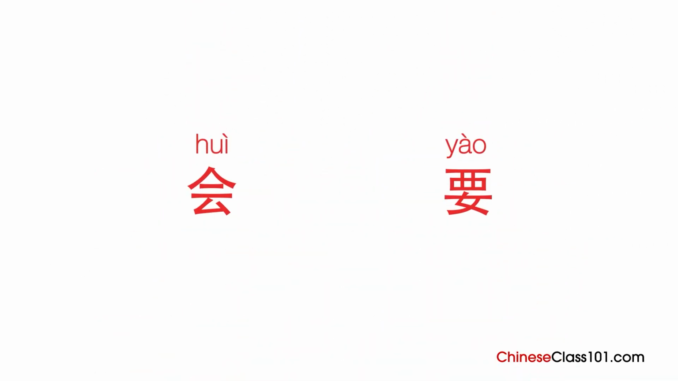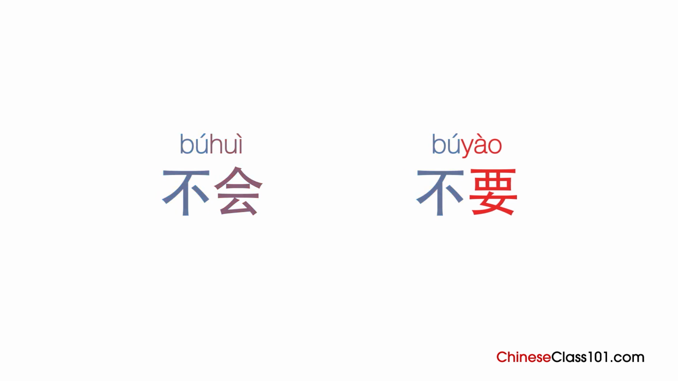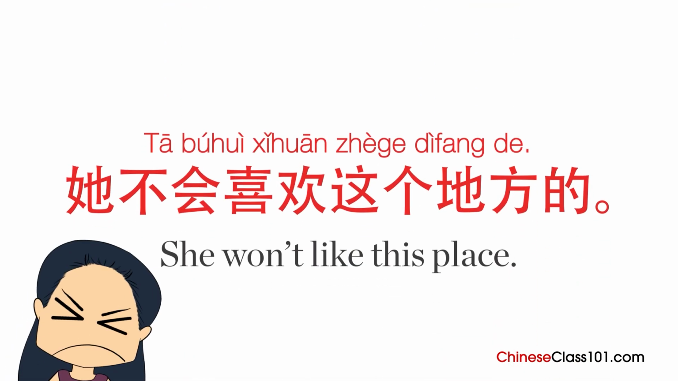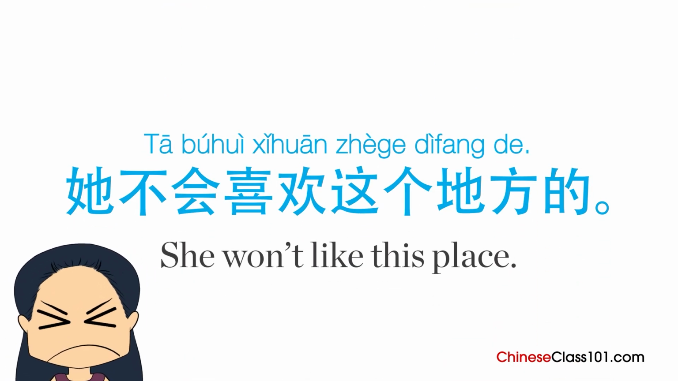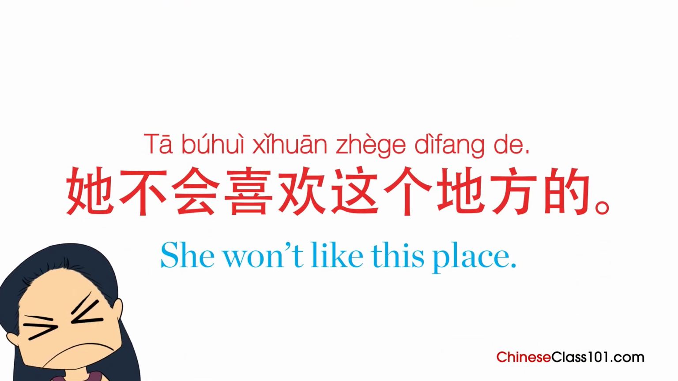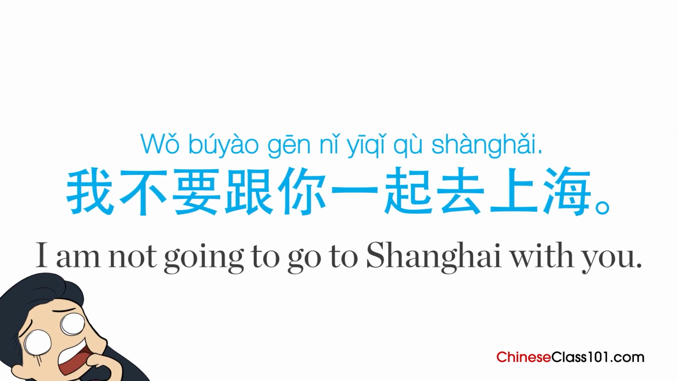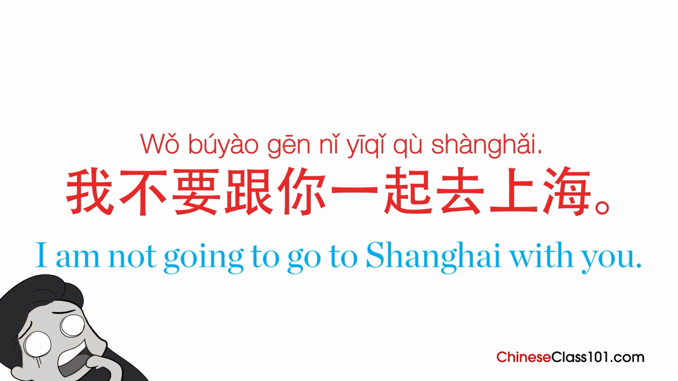To make negative forms, just put a 不 in front of 会 and 要 to make it 不会,不要。For example, 她不会喜欢这个地方的。She won't like this place.我不要跟你一起去上海。I am not going to go to Shanghai with you.